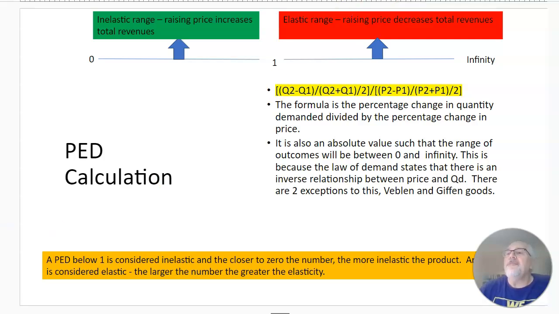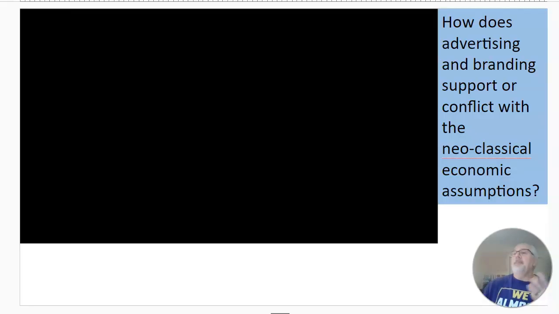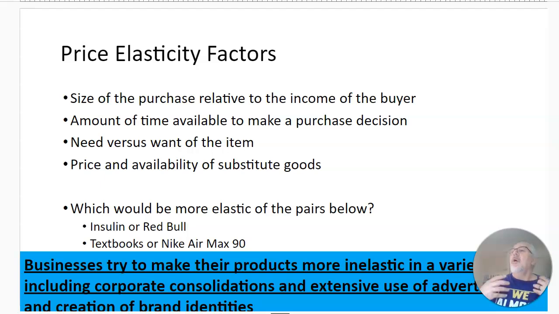Now, what are some factors that come into play here? What are some factors that will account for elasticity? One is the size of the purchase relative to income. So if the item is relatively cheap relative to how much money you make, you're not going to be that responsive to a change in price.